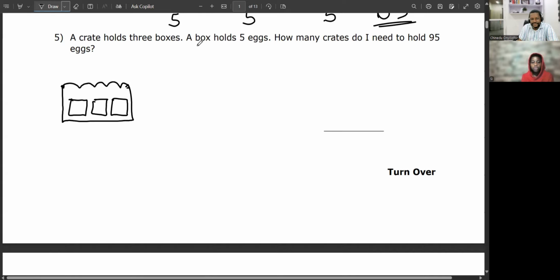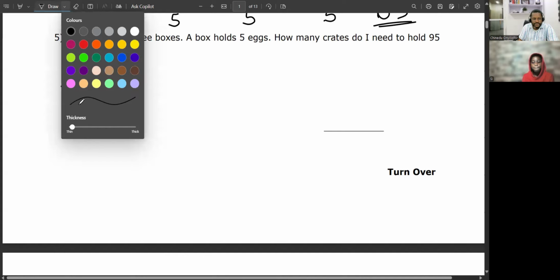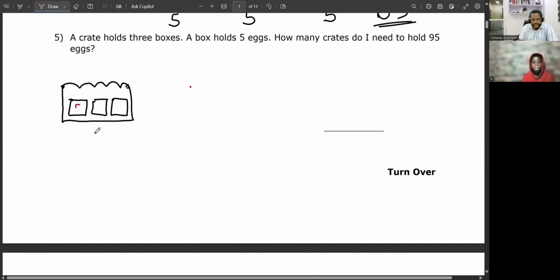A box holds 5 eggs. Good. So each box holds how many eggs? 5. So one box, 5 eggs. Another box, 5 eggs. Another box, 5 eggs. How many eggs does one crate hold? 15. Good. So you know that one crate holds 15 what? 15 eggs. Does it make sense?